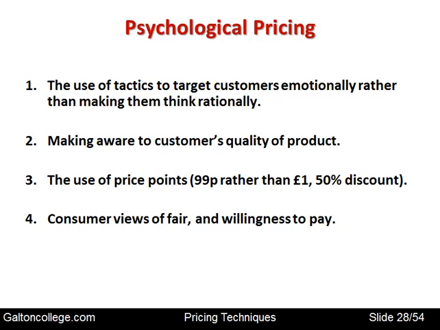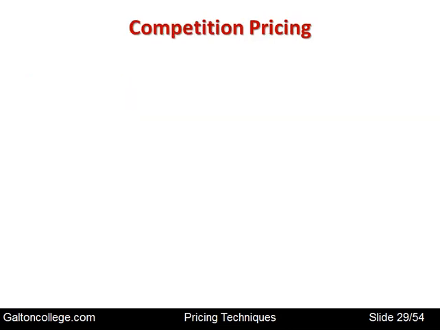It tries to work out what customers are willing to pay, and it sets up a price that makes it look cheaper. Well, it is cheaper. 99p is cheaper than a pound, but it's not a lot cheaper. So they may gain the sales by this psychological pricing.